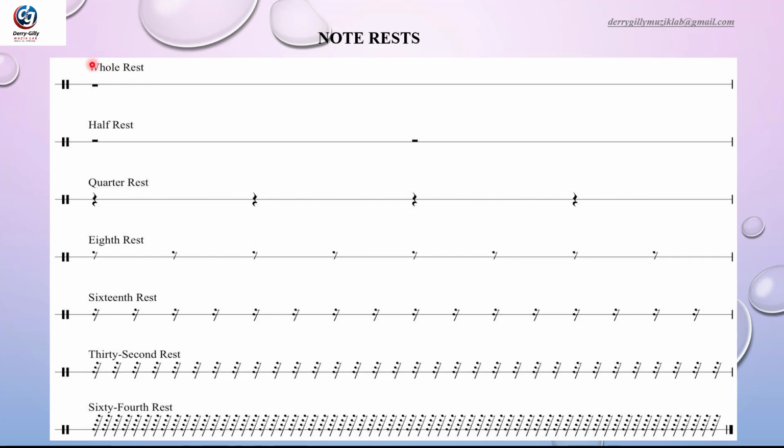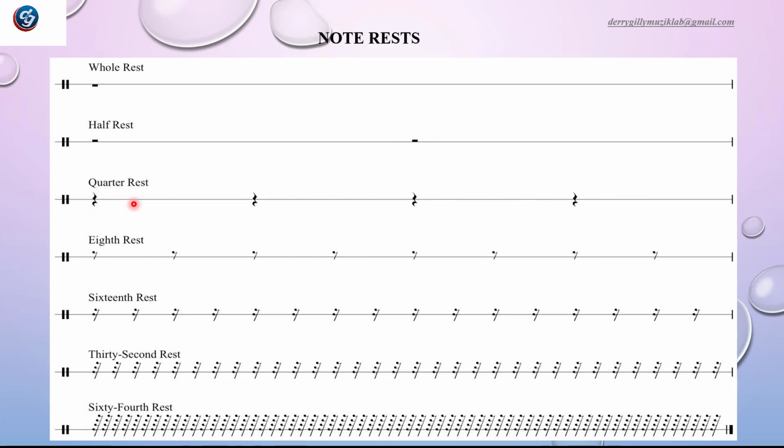Okay, so a whole note rest is this, is a whole note rest. It is hanging below the line. Normally people get themselves confused with the two. This one is a half rest, which is lying on top of the line. So the difference between this and this is, this one is hanging beneath the line. This one is resting on the line. Okay, so it has been assigned as such.